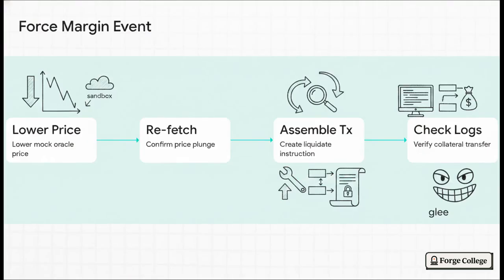So here's our evil plan to force the margin event. Step 1, we dive into our sandbox and manually lower the mock Oracle price. Step 2, we refetch the Oracle data to confirm that the market plunge actually registered. Step 3, we assemble the liquidate instruction.